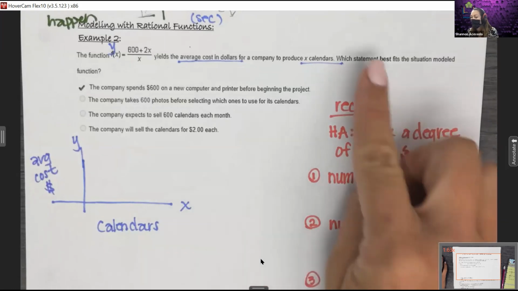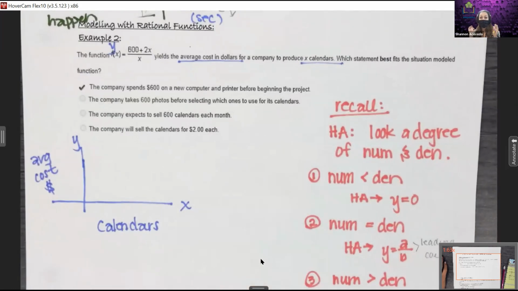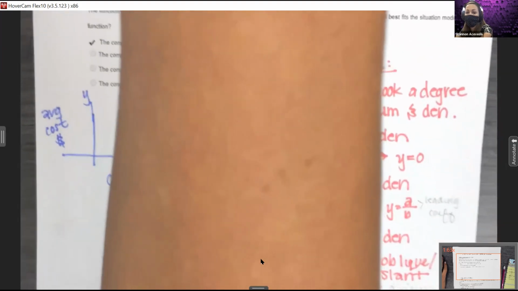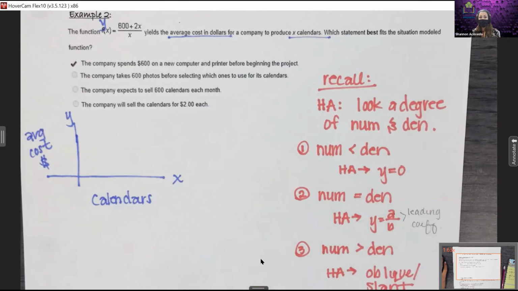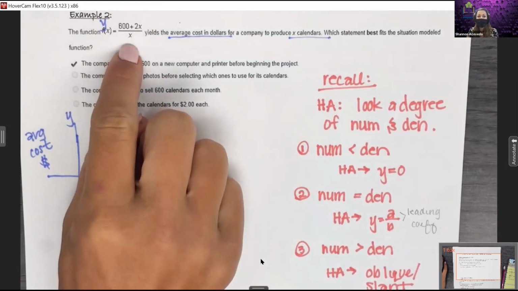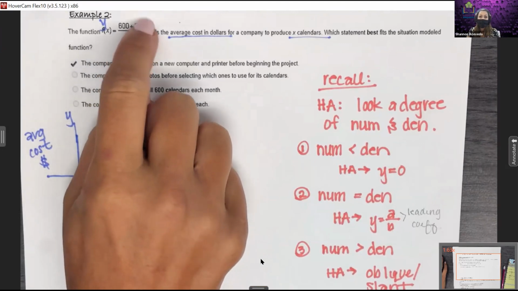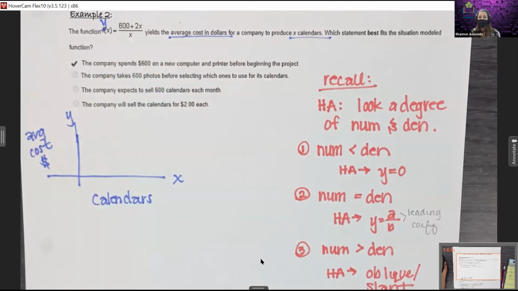It says, which statement best fits the situation modeled? Again, I could do a couple things. I could plug this into my calculator and look at it. But before I even do that, and I'll show you that just because I want to make sure to expose you to that, I want to look at things that are important. I should know that this is a rational expression where it has a term divided by another term. So we have a polynomial over a polynomial. That's what makes it a rational expression.